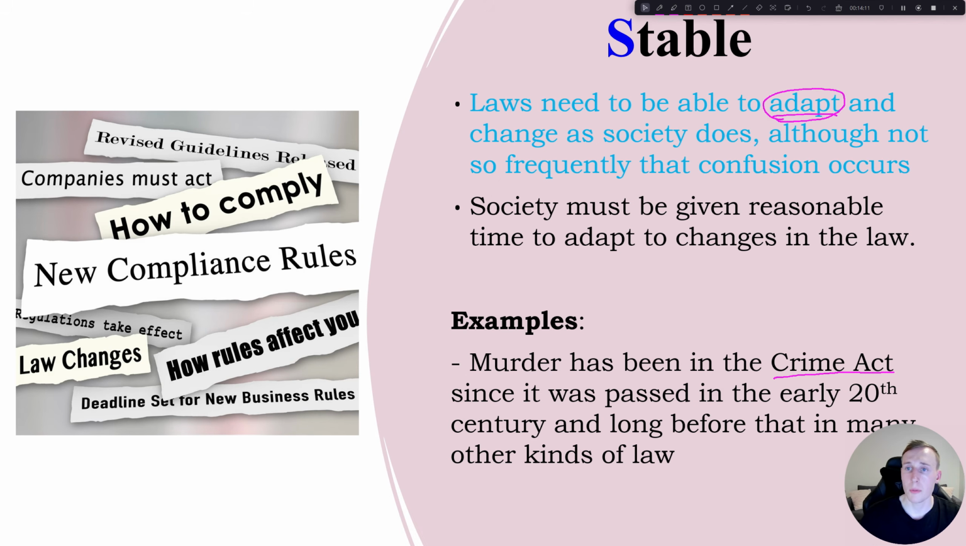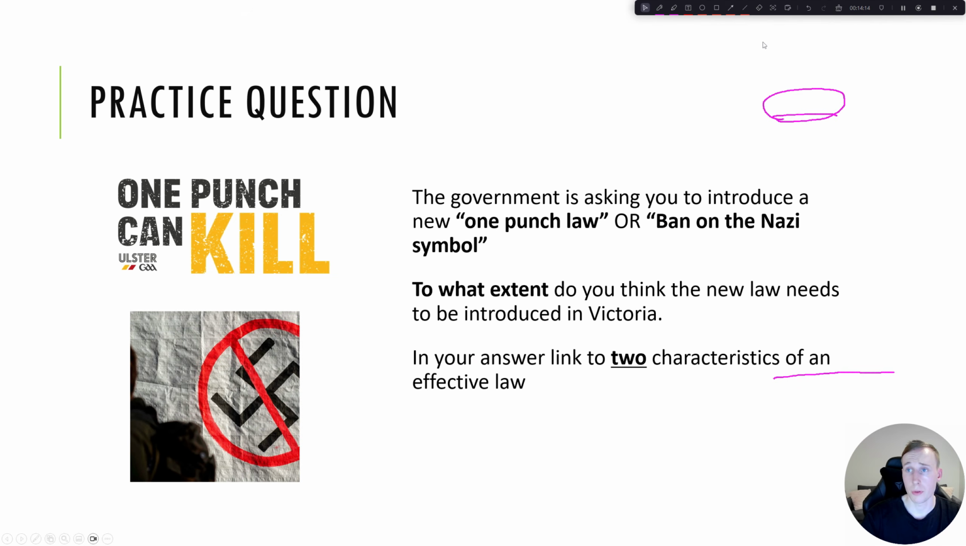So here's a point in the video, I know it's been going for about 14 minutes now, where you might want to pause. An example of a practice question for you to have a go at applying these characteristics is to think about introducing a one-punch law or a ban on the Nazi symbol. I know both of these are existing laws now, but a question you could have a go at is: to what extent do you think the new law needs to be introduced in Victoria? And in your answer, link to 2 characteristics of an effective law.